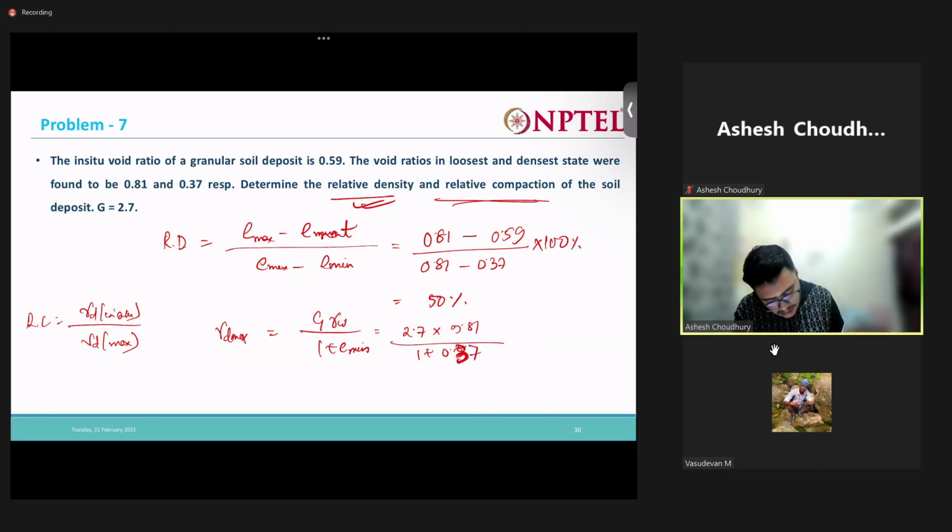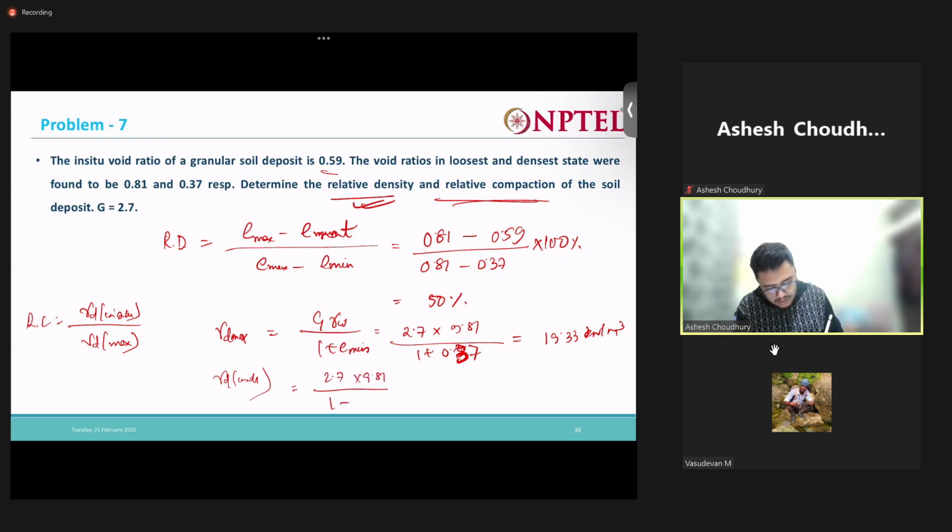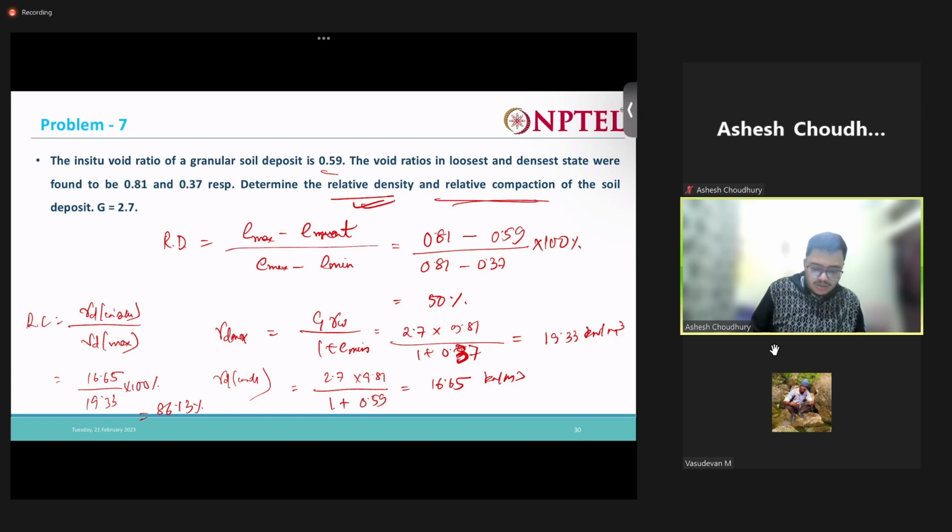This is 2.7 times 9.81 divided by 1.37, which is 19.33. And what is my gamma d in situ? 0.59 is given, so 2.7 into 9.81 by 1 plus 0.59. So we get 16.65. So what is my relative compaction? Gamma d in situ, 16.65, by the maximum, 19.33, into 100%. So we get 86.13%. Okay.